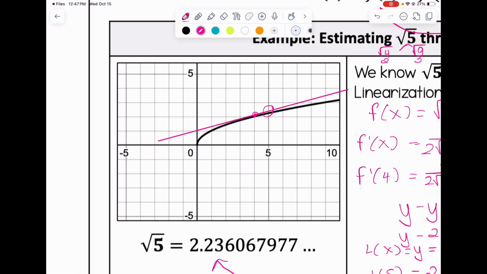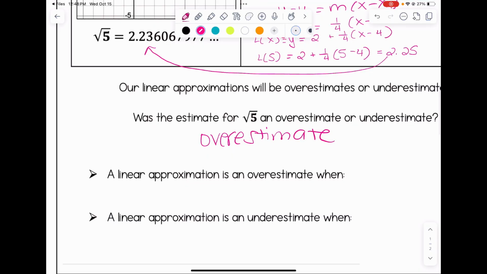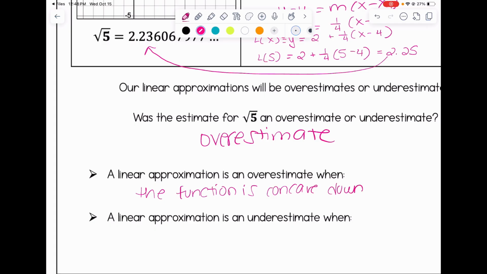So let's summarize that at the bottom. It says here that a linear approximation is an overestimate when the function is concave down. And remember what concave down looks like, kind of like an upside down U. And it's an underestimate, therefore the opposite, when the function is concave up, which looks like an upward facing U.